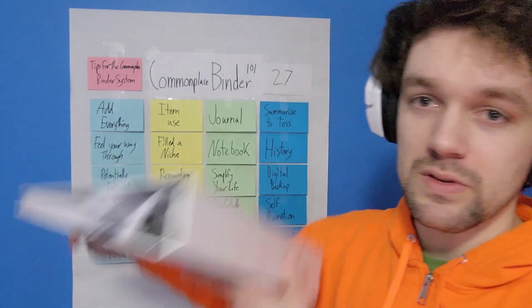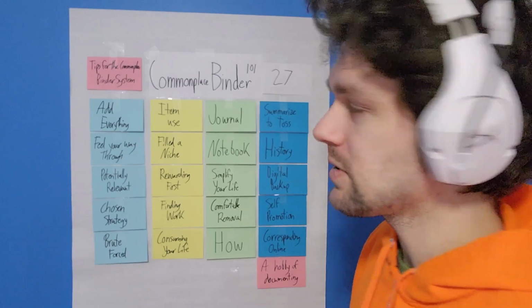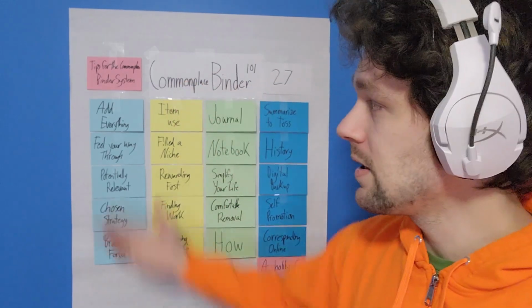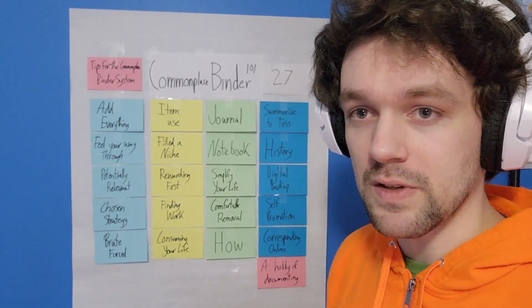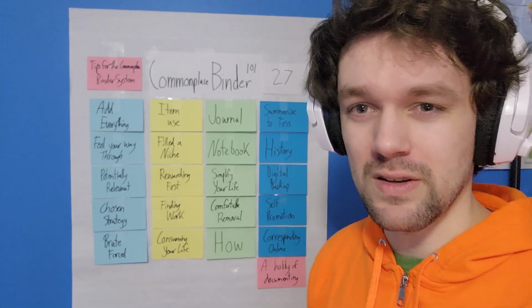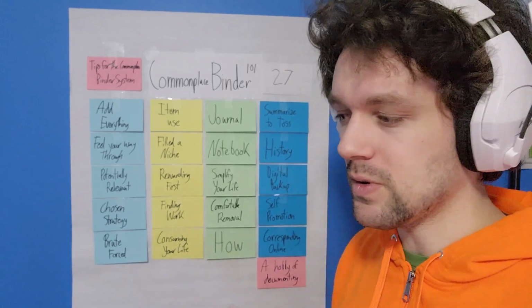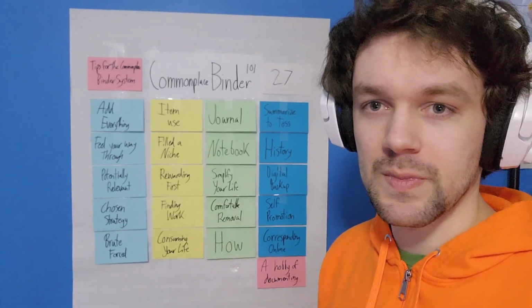So you can use whatever notebook you want. I would, of course, tell you to use a binder, because that's what I use. That's what we're talking about. This is the Commonplace binder. But, you know, this subject is based on what I saw from Commonplace book videos, because there were no Commonplace binder videos. Technically, I think there was one, but it was just a Commonplace book where the person was doing it in a binder. And they didn't really hype that up at all. It was just a new title.